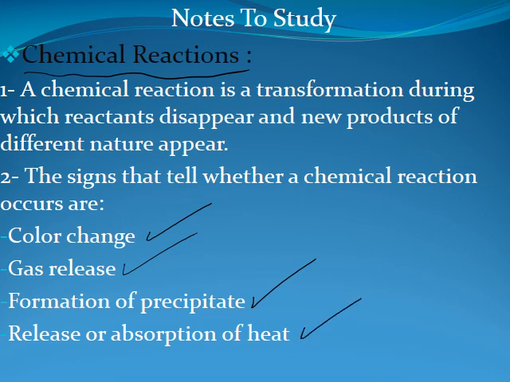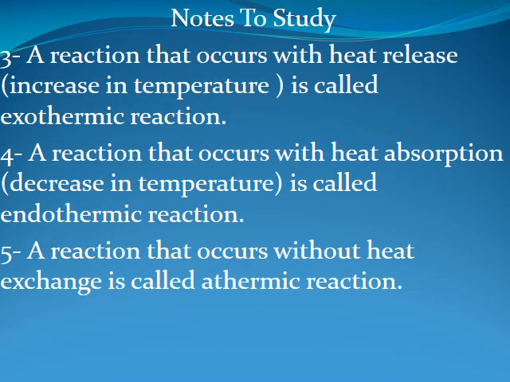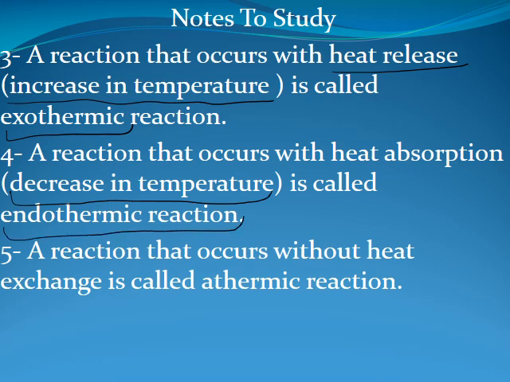So we have 4 main signs of a chemical reaction: the change of color, the release of gas, the formation of precipitate, and the release or absorption of heat. A reaction that occurs with heat release, meaning an increase in temperature, is called an exothermic reaction, while a reaction that occurs with heat absorption, meaning a decrease in temperature, is called an endothermic reaction.